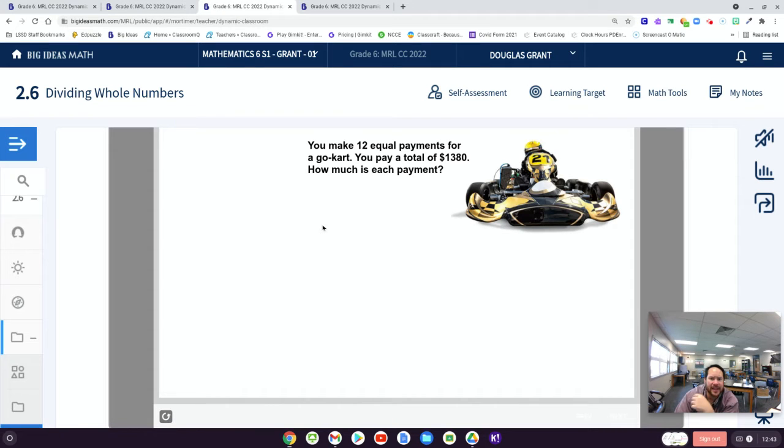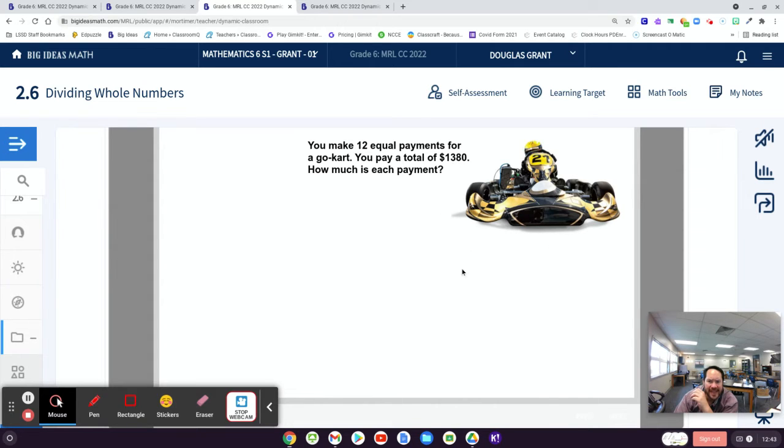Okay, so now you're going to divide. We got 12 equal payments that we're going to make for a go-kart, and the total is 1,380. So what problem are we actually doing here? Yeah, we're going to take this important information and we're going to do 1,380 divided by 12 using long division. So you're going to set it up just like that.